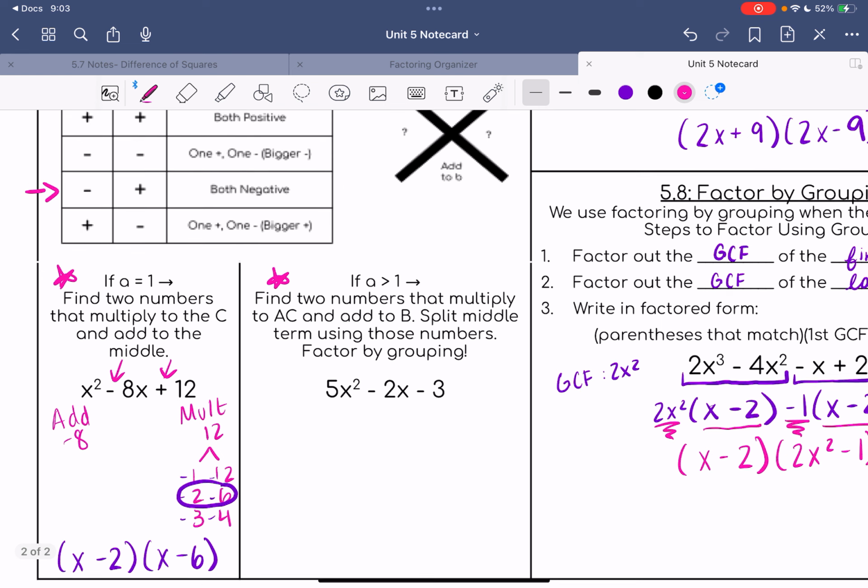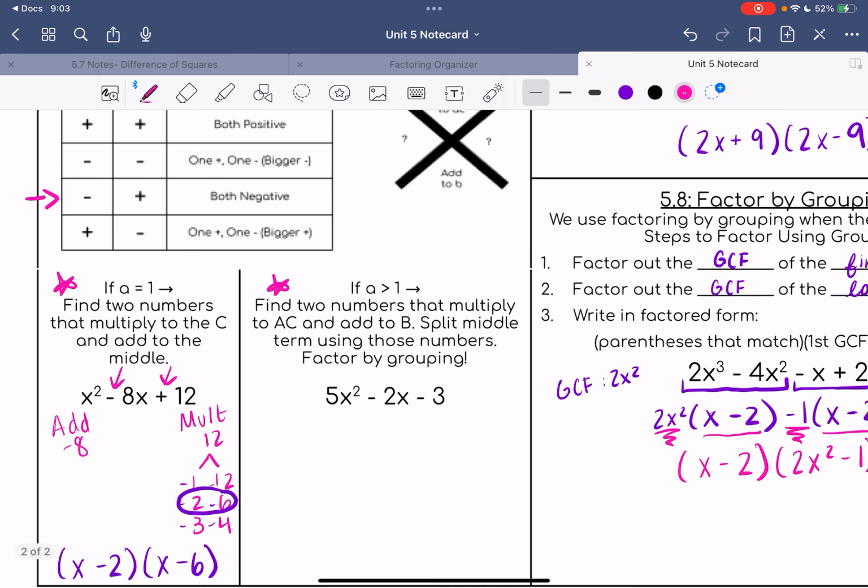So I'm going to come use my table again and determine what I am trying to multiply to. So I'm trying to multiply to AC here, which is 5 times negative 3. So that is negative 15 is what I'm trying to multiply to. I'm trying to add to negative 2. So I'm going to come use my magic X up in this empty space up here. I'm trying to multiply to negative 15, trying to add to negative 2.